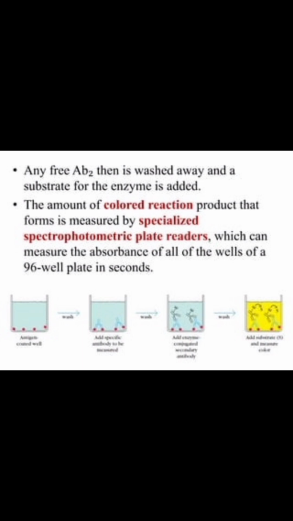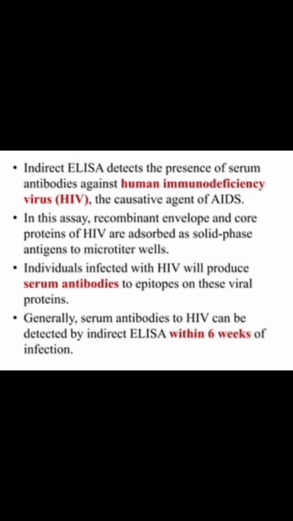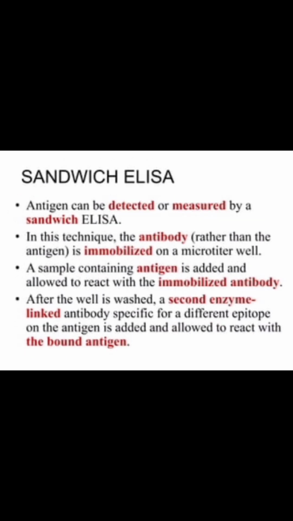Indirect ELISA also detects the presence of serum antibody against the human immunodeficiency virus. Individuals infected with HIV will produce serum antibodies to epitopes on the viral proteins. Generally, serum antibodies can be identified within 6 weeks.